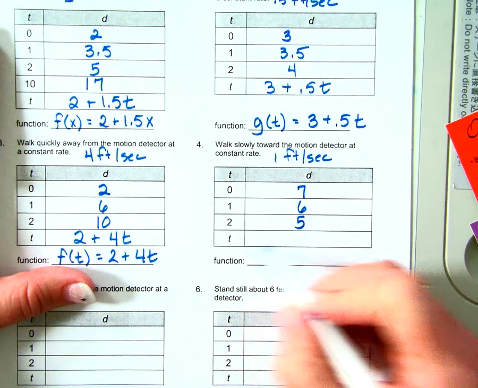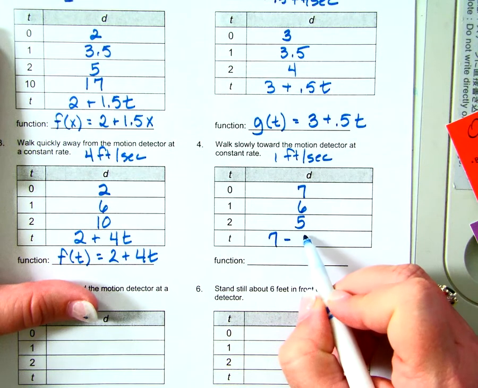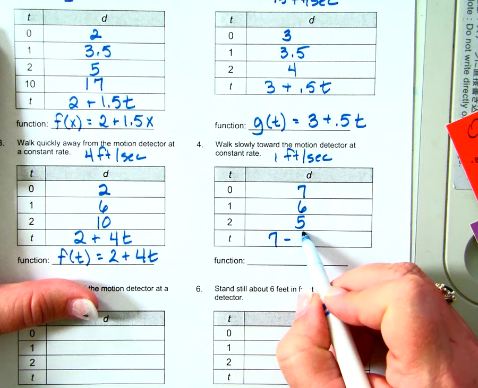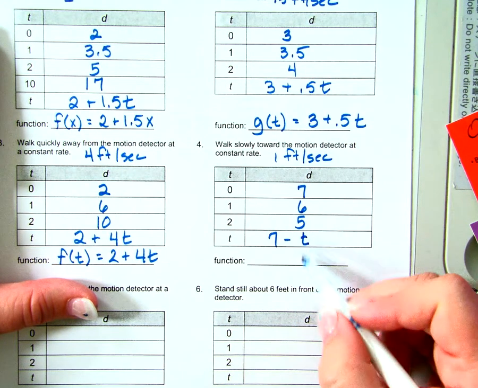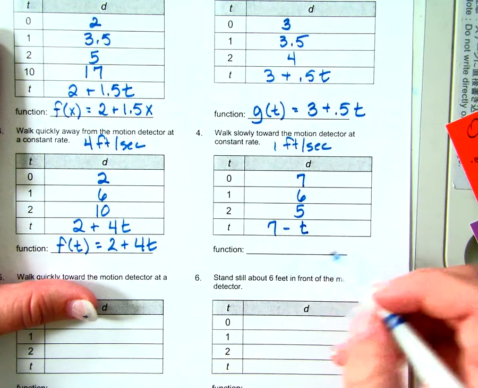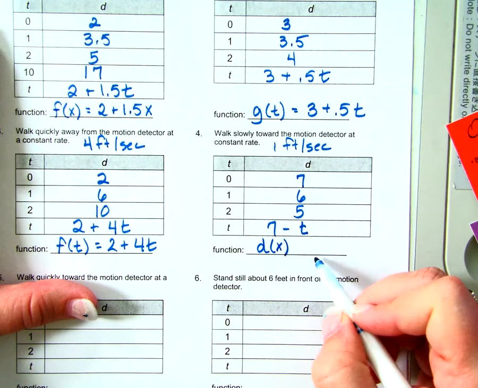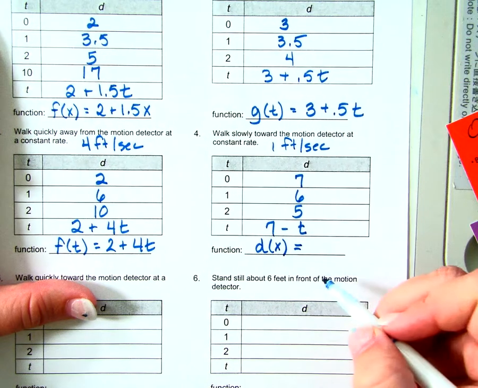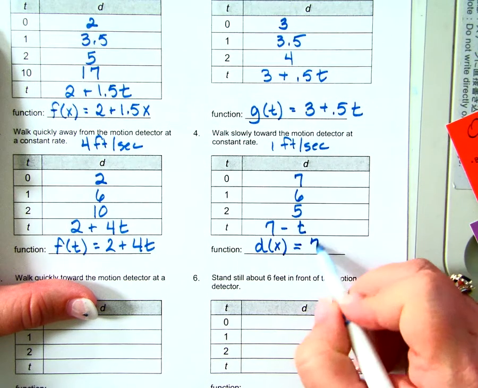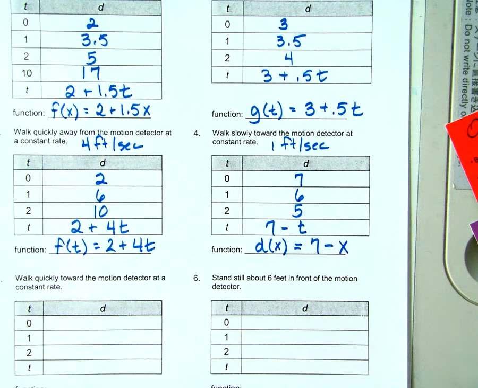Okay. So when time is 2, what's our distance? 5. When time is t, what's our distance? Like that? Can I write 1t if I want? Absolutely. Okay. So what's our function? 7 minus x, right? Okay.